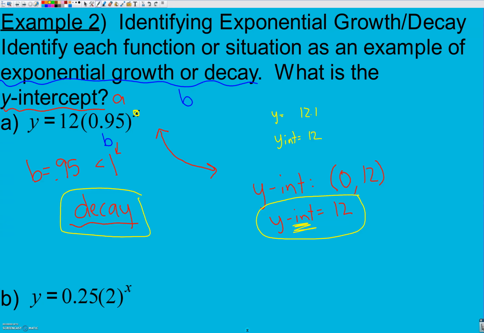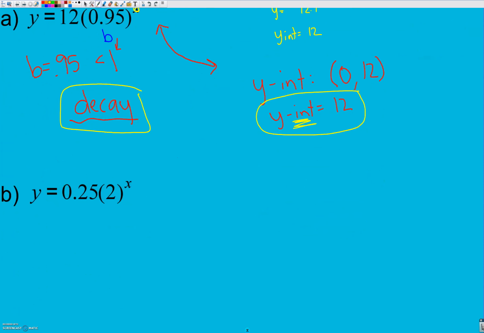How about this one? When we look at b, we have a decimal and a whole number. So we have to be careful and make sure you put the right number in the right spot. The exponential growth or decay is our b that we're looking for. So b is greater than 1. It's a whole number. It's not a fraction. So this is going to be growth. Our y-intercept is our a value. So our y-intercept is 0.25, or the point (0, 0.25). When x is 0, y is 0.25.